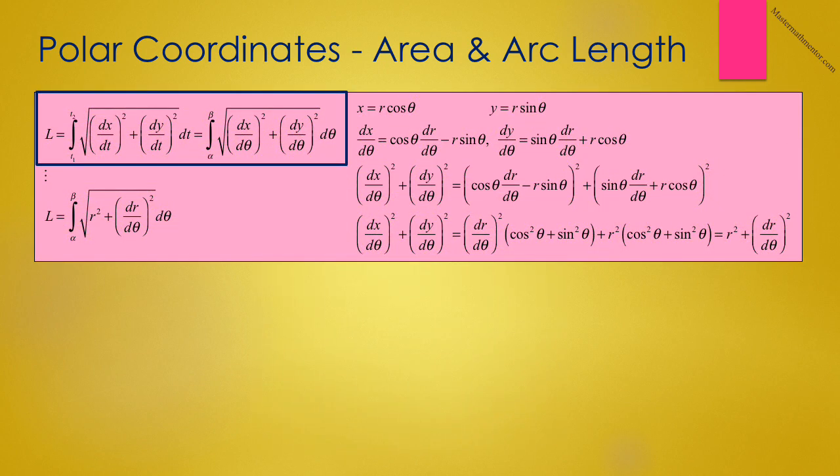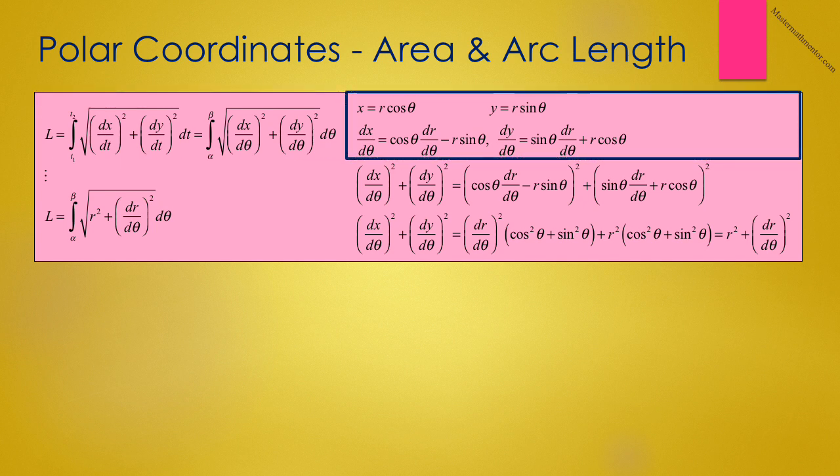We start with our arc length formula for curves in parametric form. It's stated that L is equal to the definite integral from t1 to t2 of the square root of (dx/dt) squared plus (dy/dt) squared dt. We can convert that to the integral from alpha to beta of the square root of (dx/d theta) squared plus (dy/d theta) squared d theta.